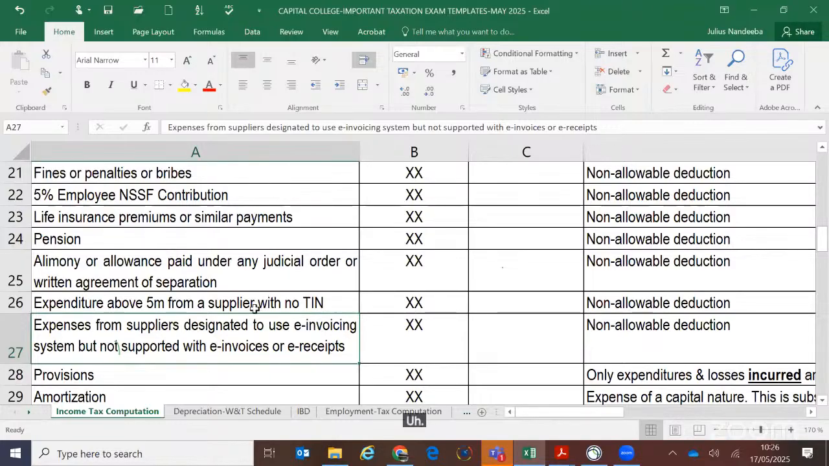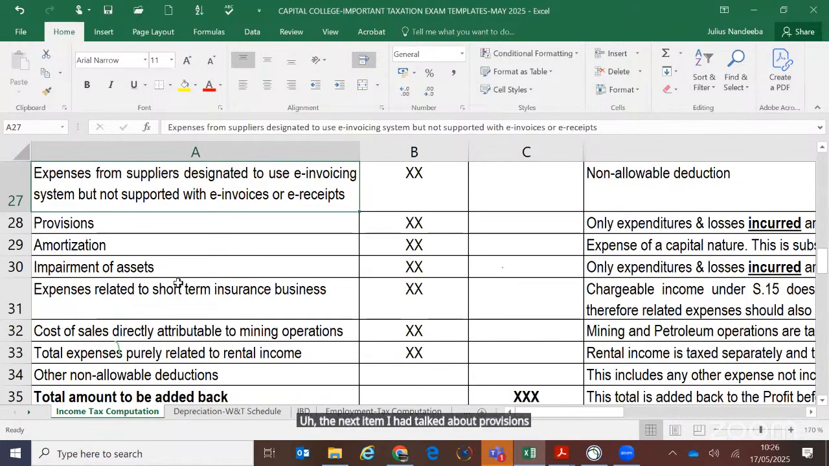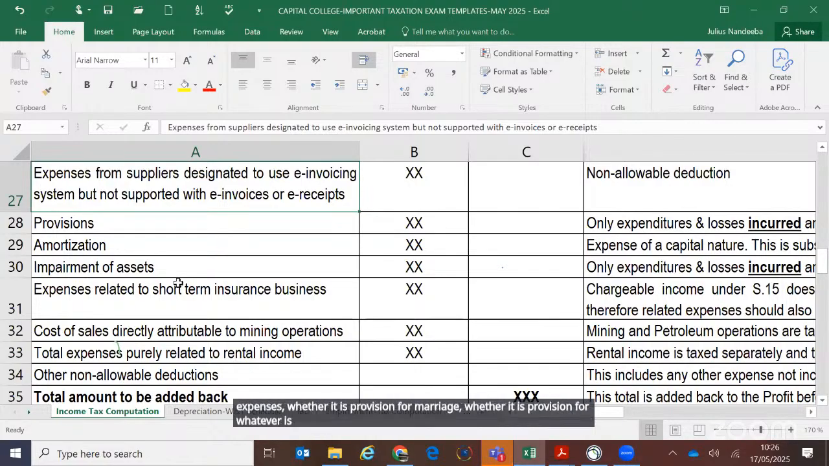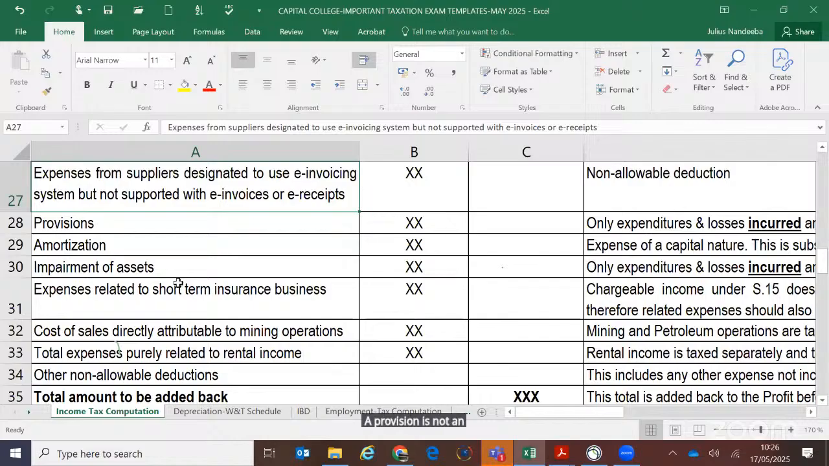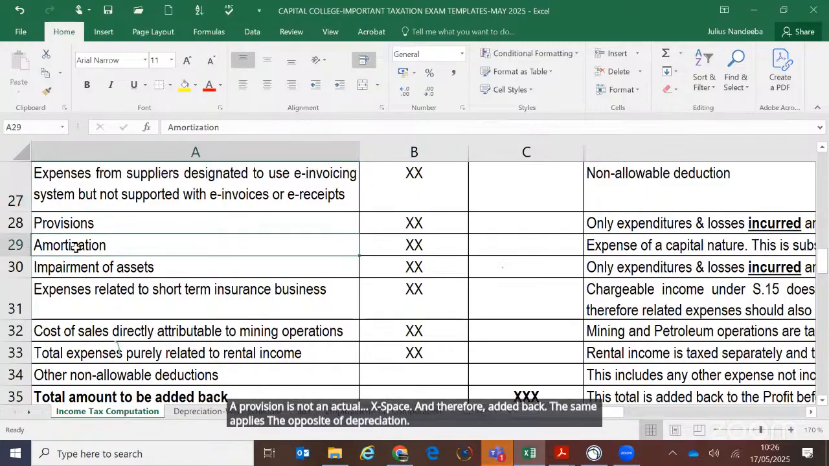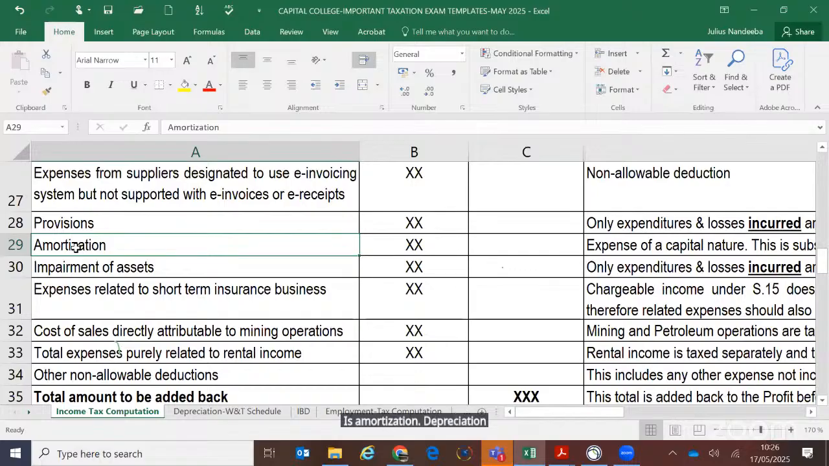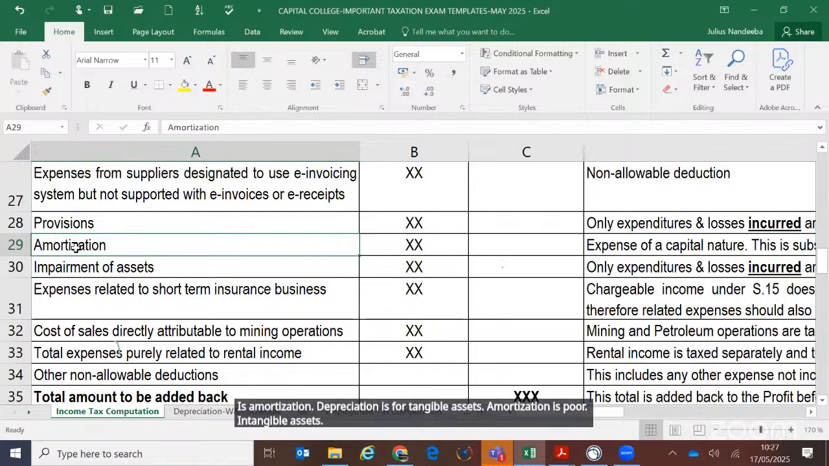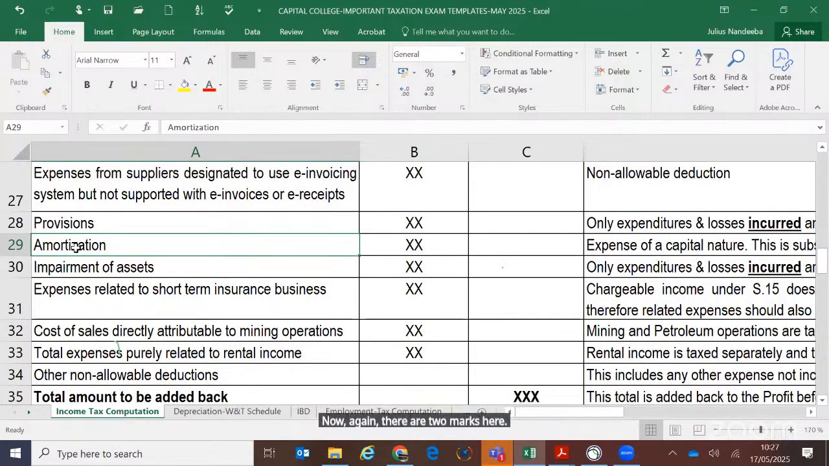The next item, I had talked about provisions, any kind of provision, whether it is provision for bad debts, whether it is provision for future expenses, whether it is provision for marriage, whether it is provision for whatever. A provision is not an actual expense, and therefore add it back. The same applies. The opposite of depreciation is amortization. Depreciation is for tangible assets. Amortization is for intangible assets. Now again, there are 2 marks here. You don't lose.